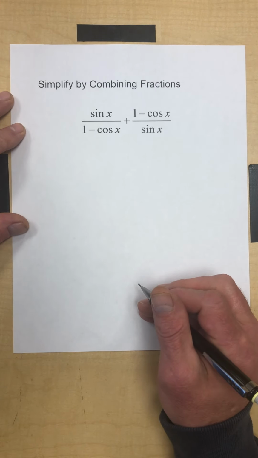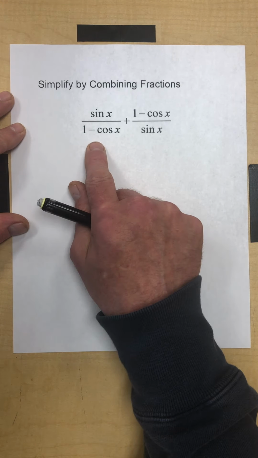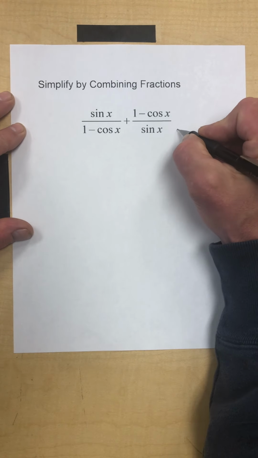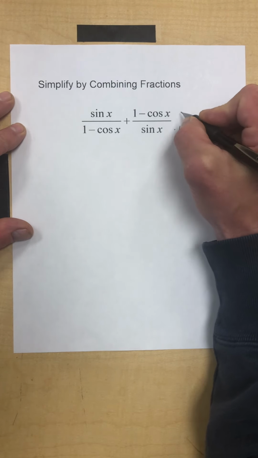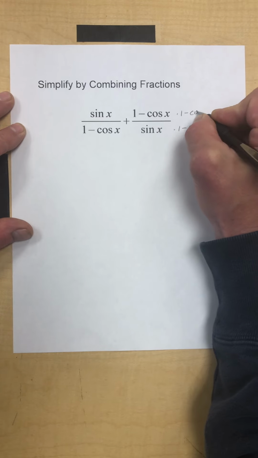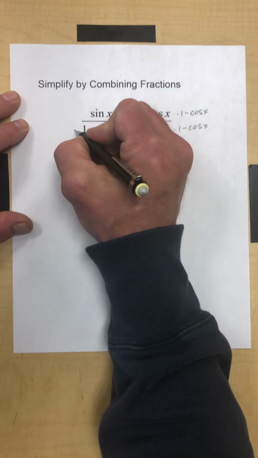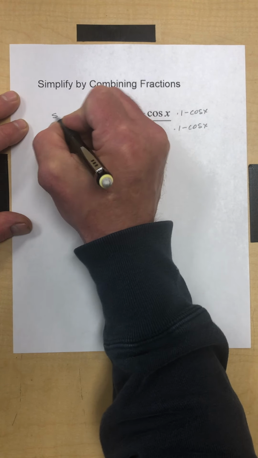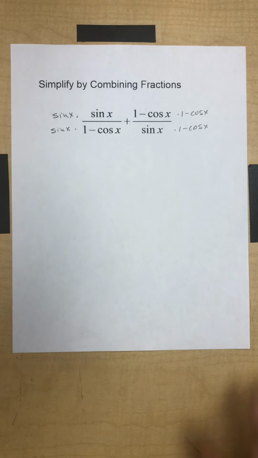So it looks like our common denominator will be 1 minus cosine of x times sine of x. Okay, so if that's the case, that means I have to take this guy on the right and multiply above and below by 1 minus cosine of x, and 1 minus cosine of x. And then over here, I'm going to have to multiply above and below by sine of x and sine of x, like that.